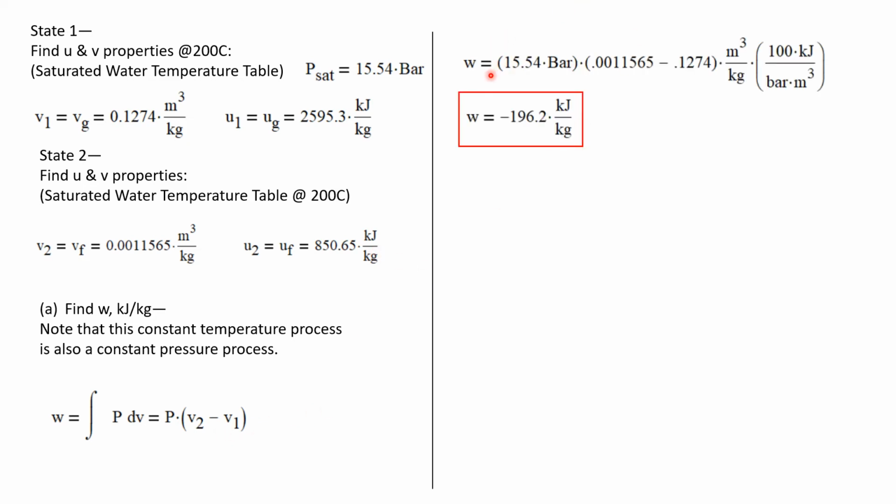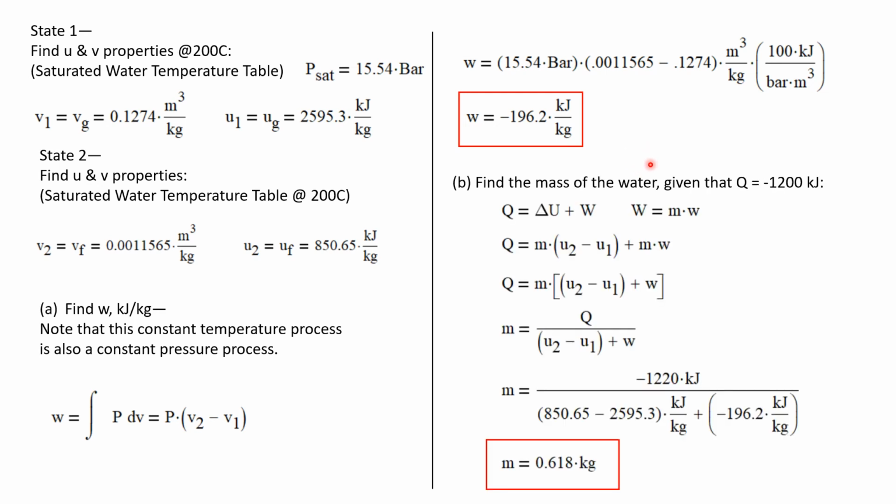So let's calculate the work. We have a pressure of 15.54 bar, and we have v2 minus v1. Our units now are bar cubic meters per kilogram. We can convert that to kilojoules by noting that 1 bar cubic meter is equivalent to 100 kilojoules. This gives us a work, that's small w, in other words, work per unit mass, of minus 196.2 kilojoules per kilogram.